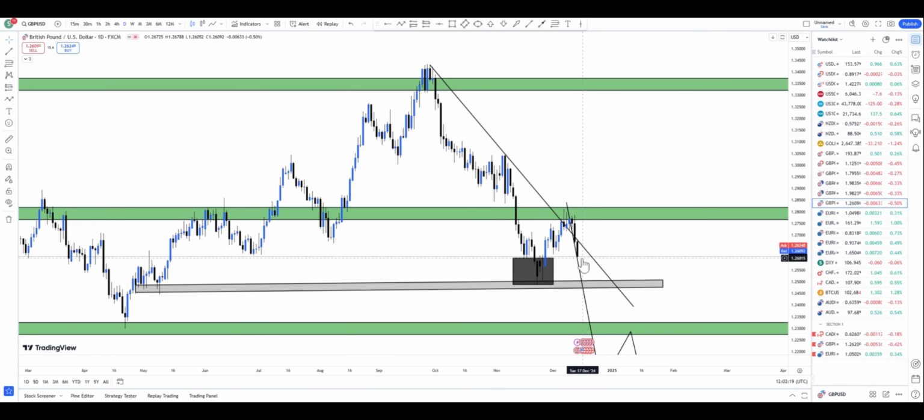So GBP USD is still looking bearish. For those that are trading intraday, you can look for trade within around somewhere here to take the market down to here and possibly to this point after rejecting from here. So let's move to the next pair, which is AUD USD.